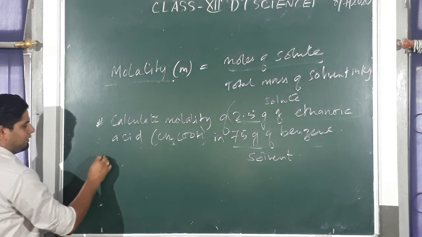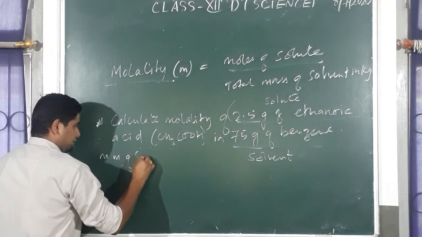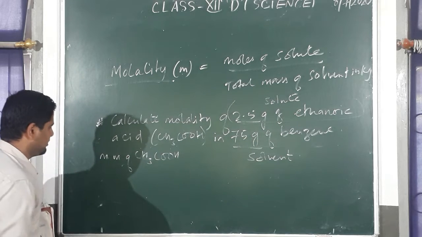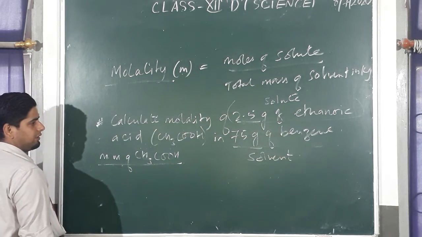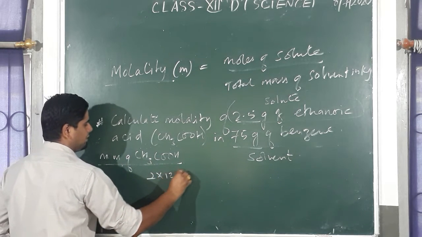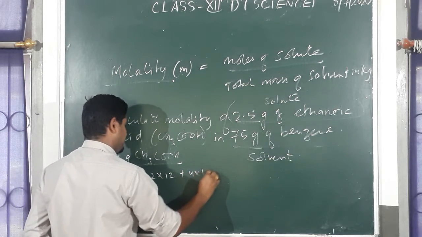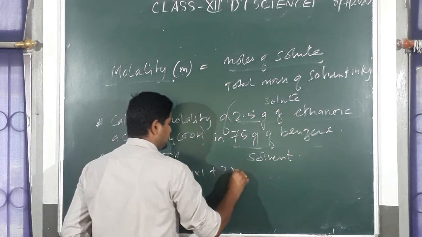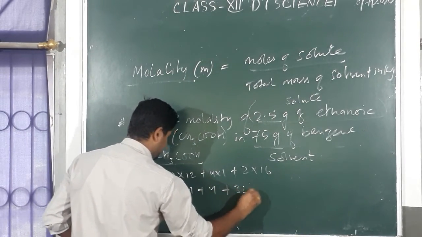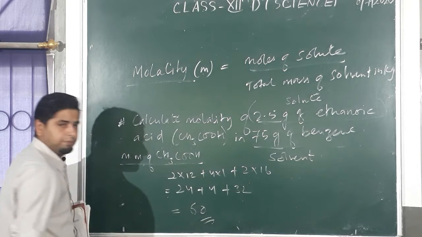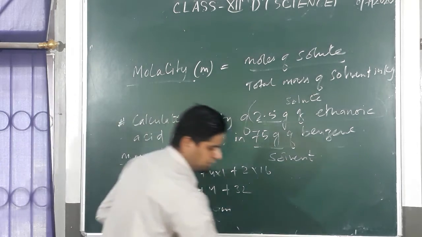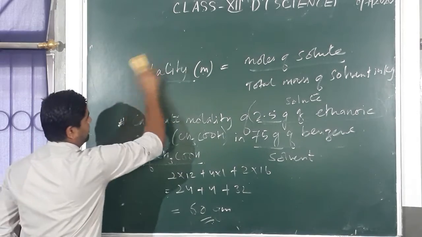So let us find the molecular mass of CH3COOH, that is acetic acid or ethanoic acid. Okay, so how many C? 2 C, so 2 into 12 plus how many hydrogens? 4, 4 into 1 plus how many oxygen? 2 into 16. 24 plus 4 plus 32. How much? 60. Yes or no? So 60 gram is the molecular mass of the solute. What is the solute? Ethanoic acid.